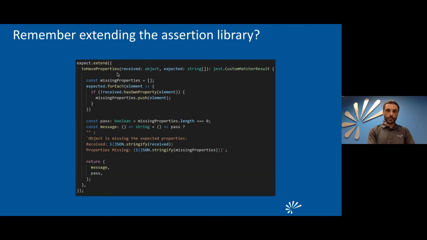In this case, to have properties, the expectation is going to be described as an array of strings. And then you say, hey, it's a Jest custom method result that I'm writing here. And here it's just plain vanilla: you have two objects, you compare them, you populate an array with what the problems are, and then how do you know whether the assertion has passed or not? In this case, do we have any missing properties? Because if we do, it failed, and then you build the message however makes sense for you as a business.